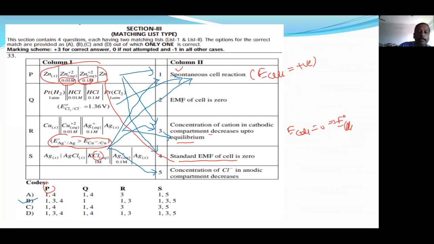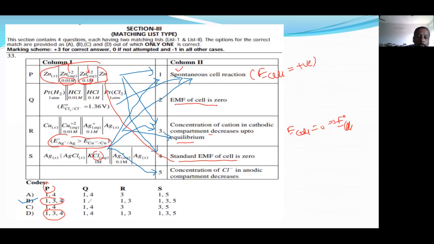Okay. At the same time, EMF of cell is not 0 because concentration is not the same. So 2 is not an option for P. And concentration of cation decreases up to equilibrium. Here, this will increase and this will decrease. Then only we will get the equilibrium. Then the cell will stop working. Okay. Then standard EMF of cell is 0. So P answer is 134. P answer is 134. So options B or D may be there.